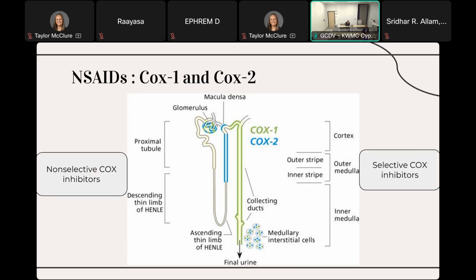And this is why when selective COX inhibitors came out, like celecoxib, everybody thought that they were going to be less nephrotoxic. Turns out they are as nephrotoxic as non-selective COX inhibitors, because at the end of the day, they are also changing the ratios of COX-1 and COX-2 in the kidney.